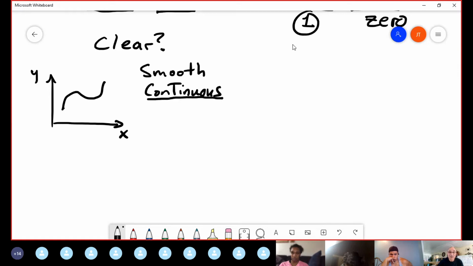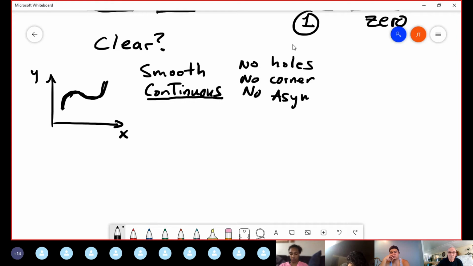Continuous means that we can draw the curve without lifting the pencil from the paper. So no holes, no corner, no asymptote, no cusp. Let me explain what that is.